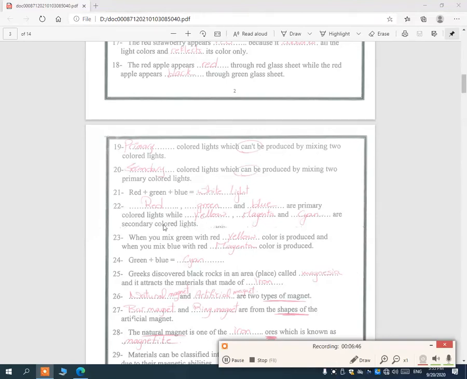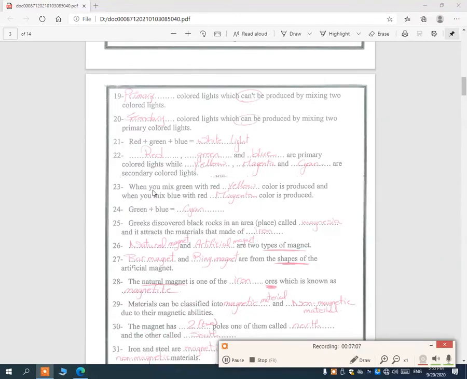And what are the secondary colored lights? Yellow, magenta, cyan. So primary colors are red, green, blue, and secondary colors are yellow, magenta, cyan. Yellow, magenta, cyan are the secondary colors.